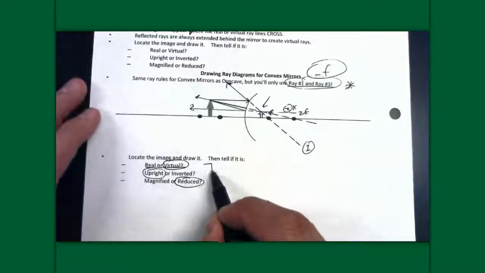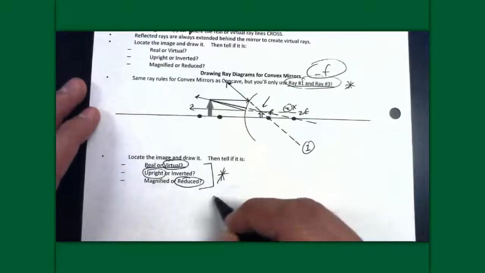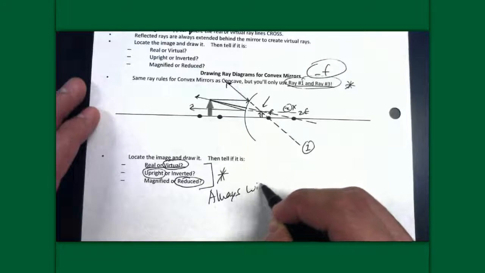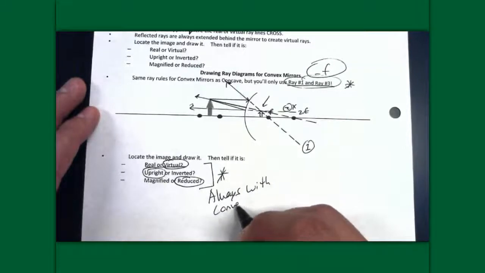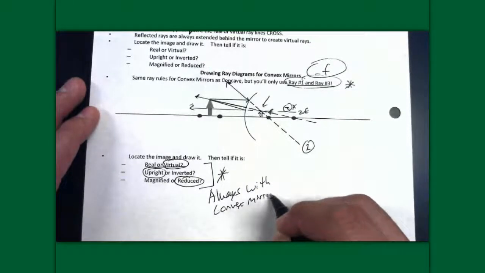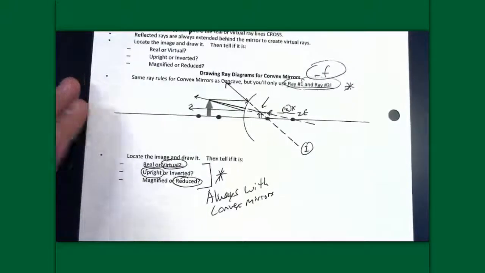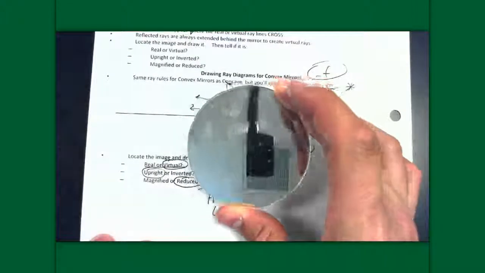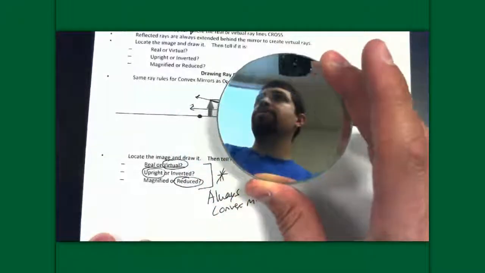And if I were you, I would put a star by all these because this will always happen with a convex mirror. Always. You're always going to get a virtual image. It's always going to be upright. And it's always going to be reduced, which is why in that bus mirror, you always look small and upright. Always, always. Here's me. Here. You'd rather see me, right?